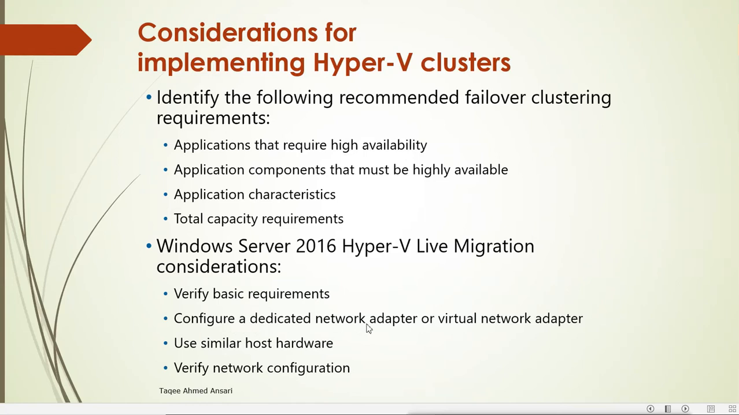Configure a dedicated network adapter or virtual network adapter for that, and use similar host hardware on both server nodes. That means if we are using 2 nodes or 3 nodes in the cluster, they must have the same hardware, so that when we move a virtual machine from one node to another node, it will not face a hardware change. Otherwise, it will stop working. Use similar host hardware and verify the network configuration. The network configuration must be proper, because the traffic will go from one server to the other server.